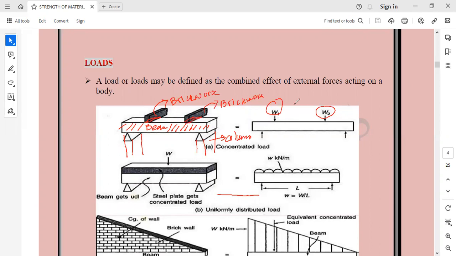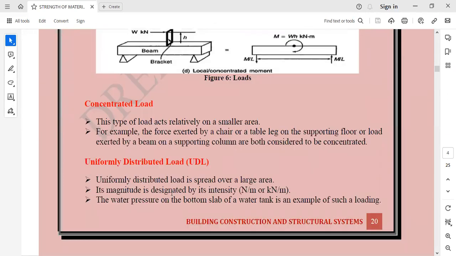So this type of load is known as concentrated load. The most important thing that we have to remember in concentrated load is that this kind of load acts on a very small surface area of the element. Now we have discussed concentrated load. We will discuss the next type of load, that is uniformly distributed load.